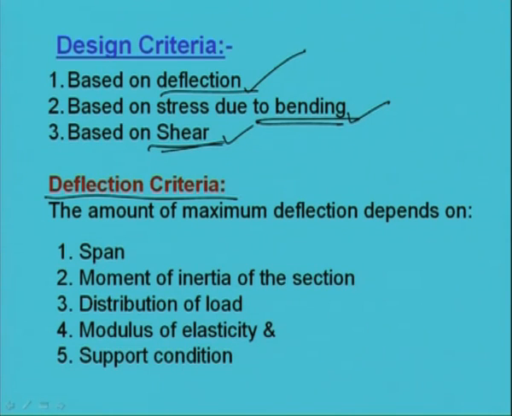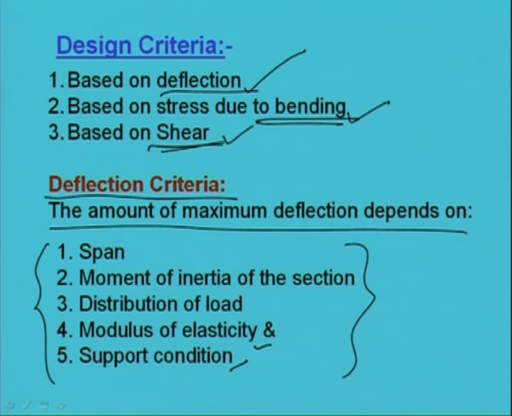Now, we know the maximum deflection depends on a few factors. One is span, then moment of inertia of the section, distribution of load, modulus of elasticity and support condition. Because we know deflection depends on the modulus of elasticity, meaning the type of material, then span, type of loading, type of boundary conditions. So, all these things come into the picture to find out the maximum deflection.